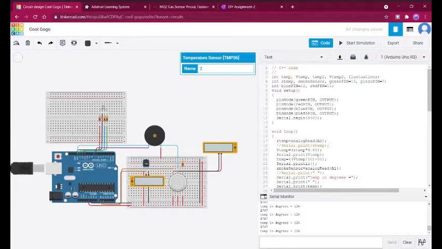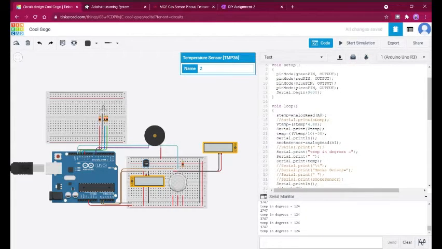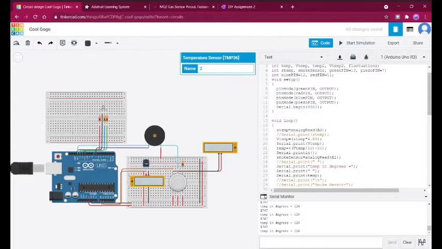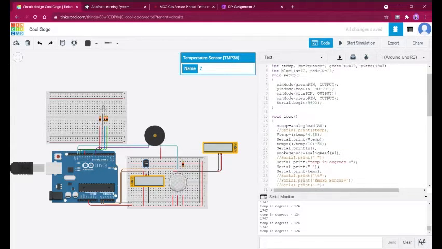And as you could see here, I have used many variables, and these are mainly used in calculating temp. I have assigned the green pin of the LED to the 13th digital pin, the blue pin to the 12th, the red pin to the 11th, the piezo pin to the 7th. And I have made all of these four pins as output.